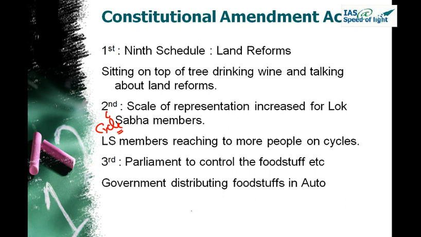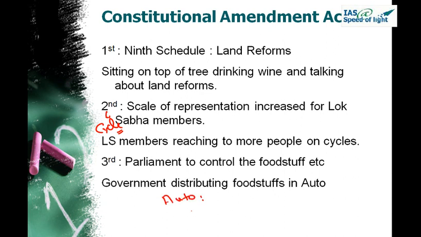The third is auto. This Amendment Act empowered the Parliament to control the production, supply and distribution of various important foodstuffs. Right, and it has to be in the public interest. So Parliament controls the whole cycle of foodstuff, the production, distribution, the selling. So 3 is auto for us, and government distributing foodstuffs in auto.